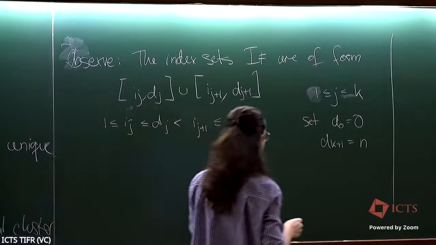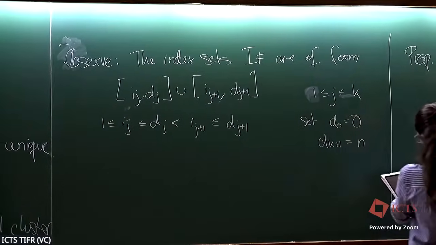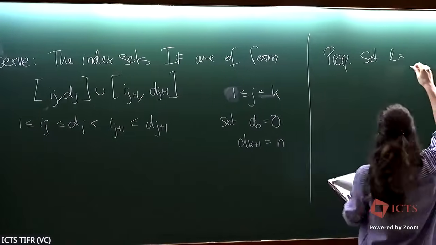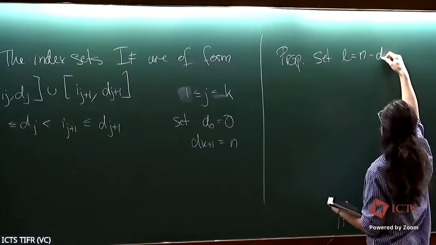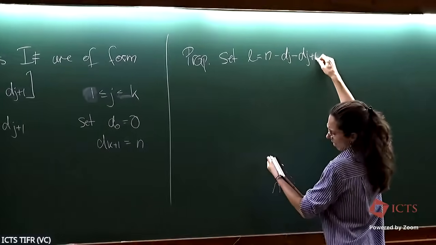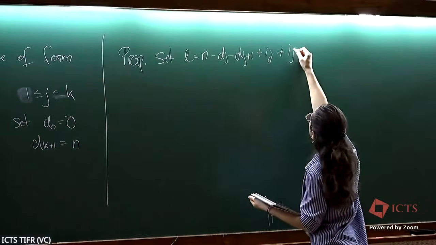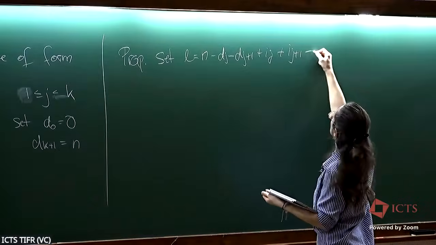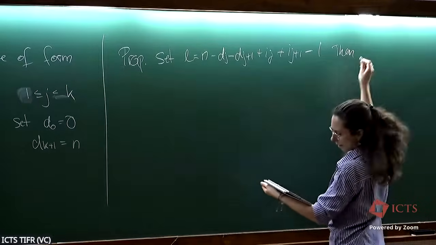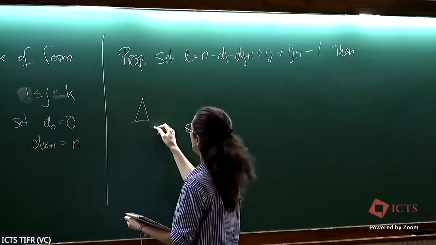And let me state that as a proposition. I will need the following value. N is n minus d_j minus d_{j+1} plus i_j plus i_{j+1} minus 1. And then my minor associated to this index set.